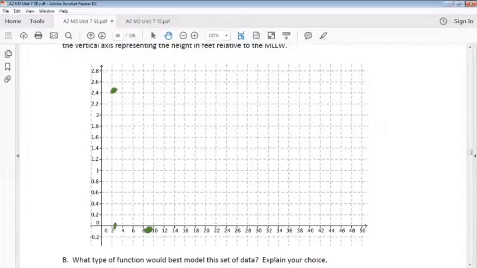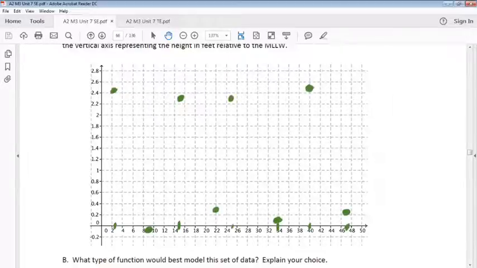Okay, and what's my next number? My next x value? 15. So we're right here. Okay, and then what are we going to go up to? 2.3. So whoop, we're going to go all the way up to here and put our dot. Okay, let me do the rest of this really quick.